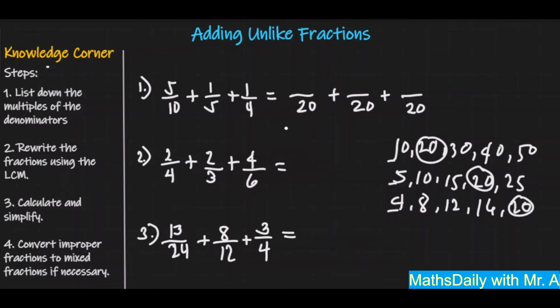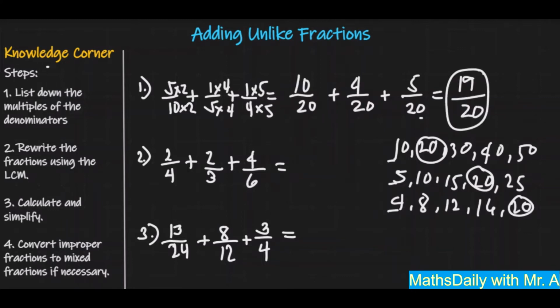As you see, 20 is a product of 10 times 2. For the second fraction, 20 is a product of 5 times 4. And for the third fraction, 20 is a product of 4 times 5. Or you can find it from the list. For 10, we got 2 multiples. For 5, we have 4 multiples. And for 4, we have 5 multiples.